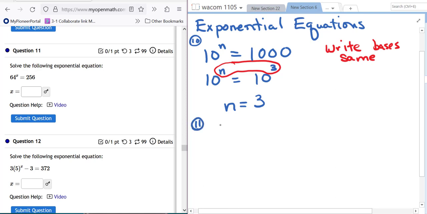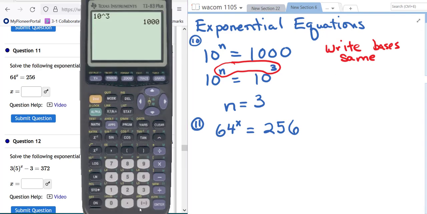So 11, we have 64 to the x and 256. Our goal is to try to write these as something to the power, and we want the same base. I am thinking we go down to 2. I mean, there are other things. This is 8 squared. It is 4 to a power, but I think both of them are 2. And so you just verify that on your calculator.